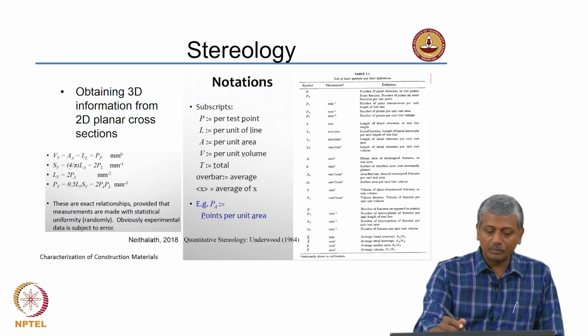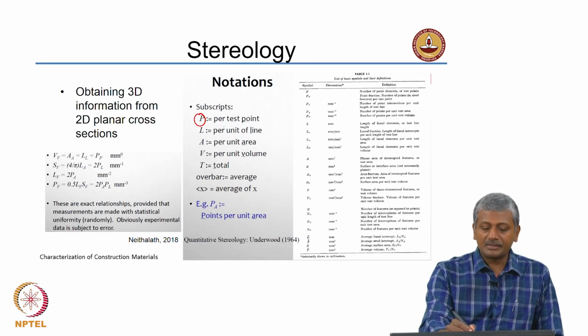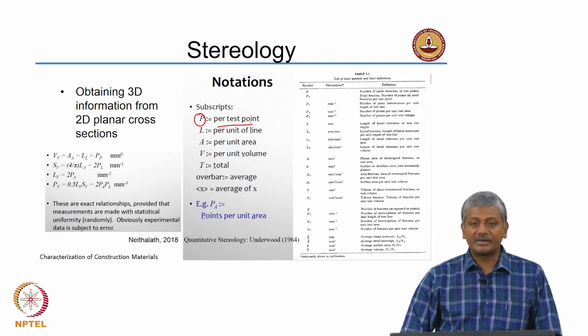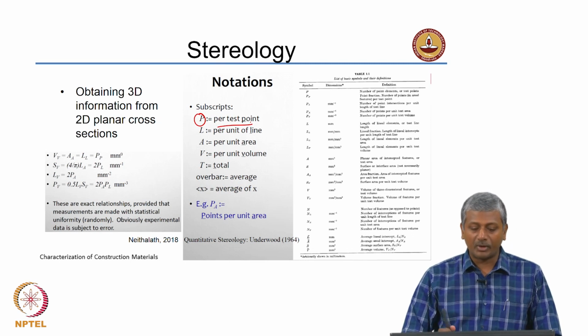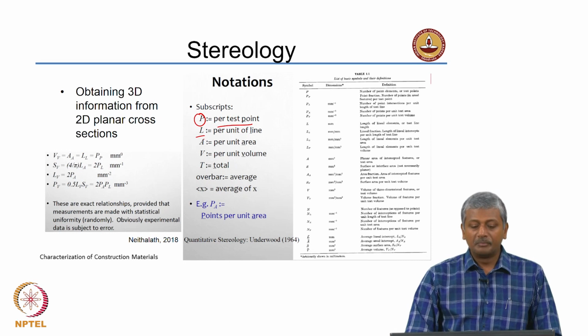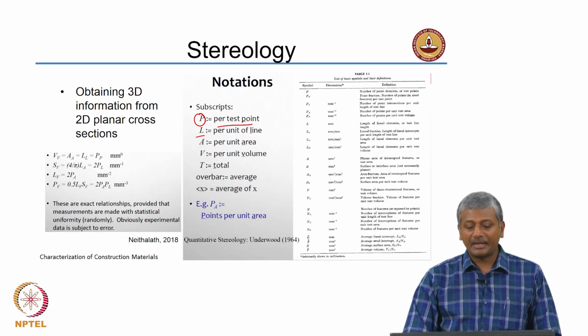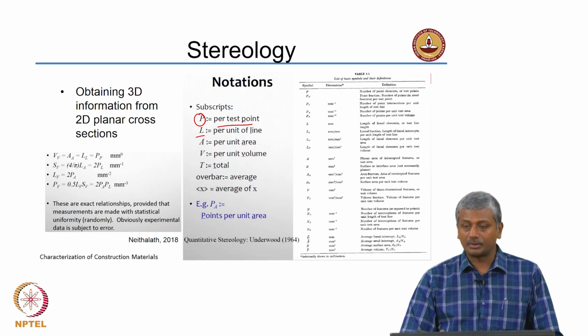So, first of all some notations. P is, when you have a subscript of P, that means per test point, L means per unit of length, A means per unit area, V is per unit volume, T is total. Okay.